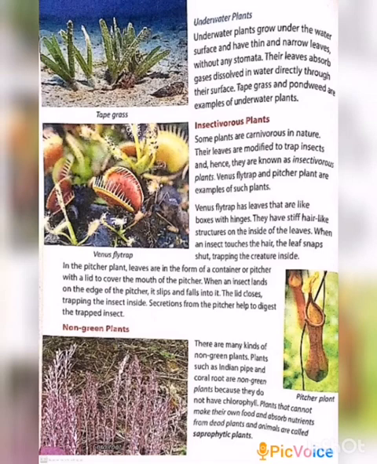That is, the underwater plants grow under the water surface. They have thin and narrow leaves. They are without stomata. Their leaves absorb gases dissolved in water directly through their surface.